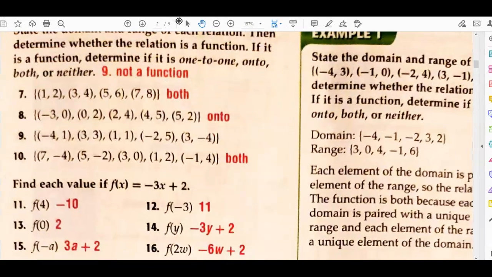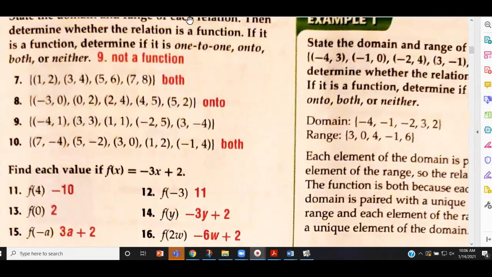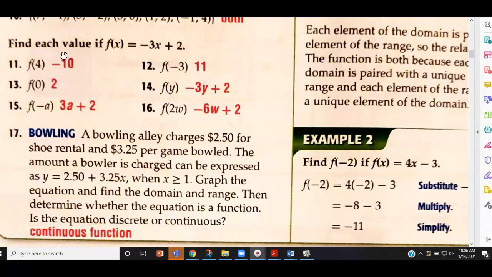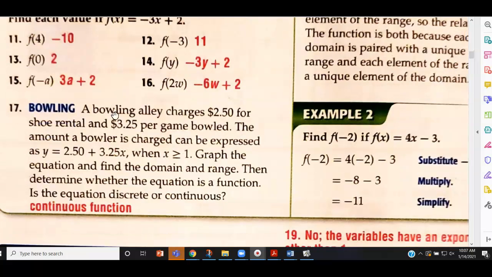Because we have a repeating value of x equals 3. So because that repeats, not a function. Number 11, you should have gotten negative 10. 13 was 2. 15 was 3a plus 2. And then 17 is a continuous function.